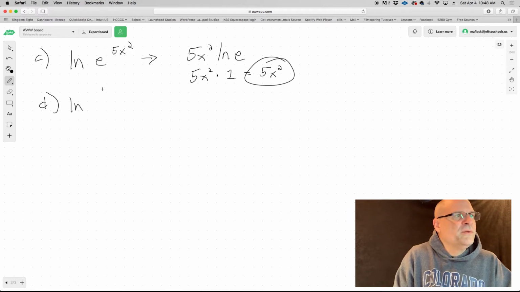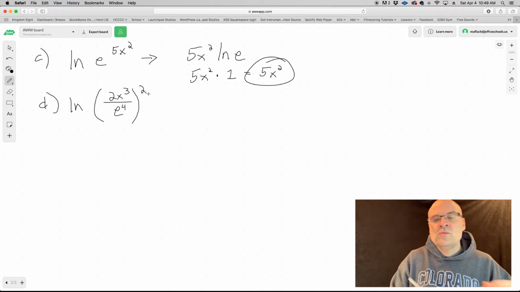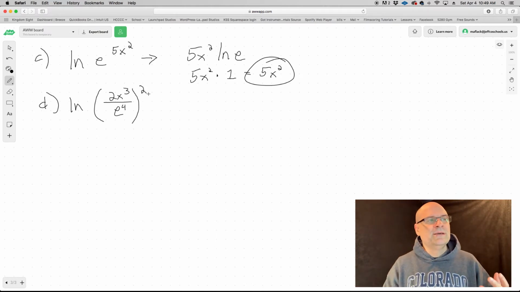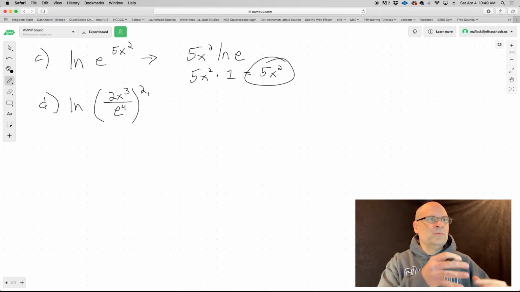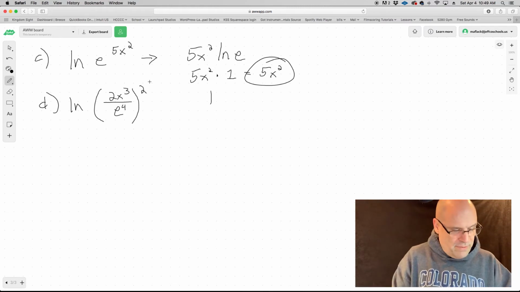Natural log of parenthesis, bring it on. We're not afraid of you. Crazy. Very detailed example. Okay, one step at a time. I see a power rule. I see a multiplication, a product rule, and a quotient rule. Okay, so let's do the power first.